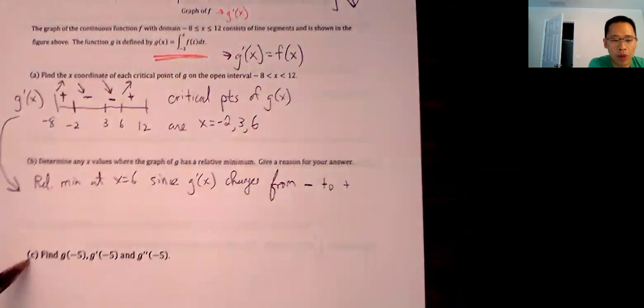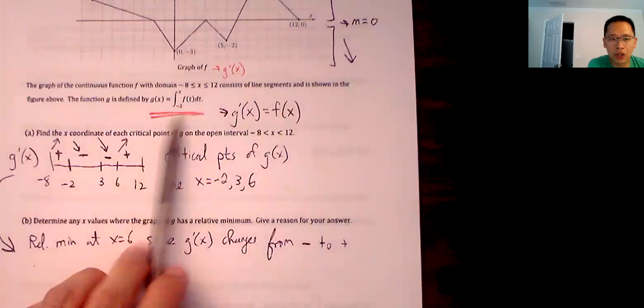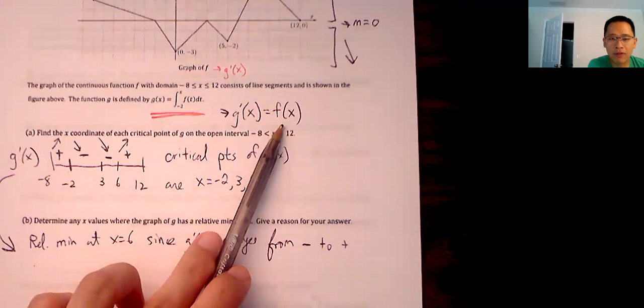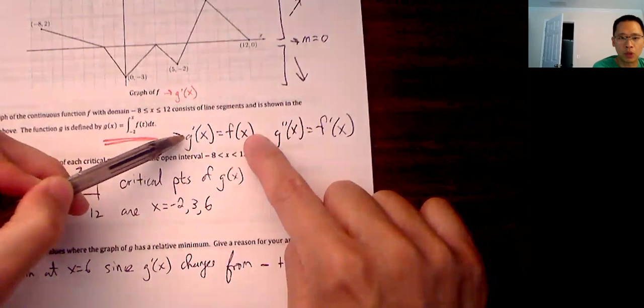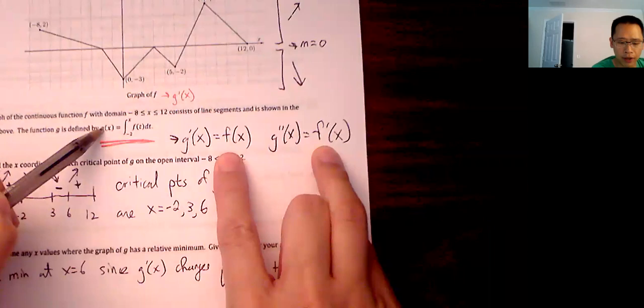Okay, part C, find g of negative 5, find g prime of negative 5, find g double prime of negative 5. So we have the definition for how we're going to arrive at any g of x value, right? We're just going to evaluate the area under the graph. For g prime, we know g prime is f of x, and so that must mean that g double prime must be equal to f prime, right? We're just moving everything one derivative down. So we have all the defined functions that we need to help us find g of negative 5, g prime of negative 5, and g double prime of negative 5.